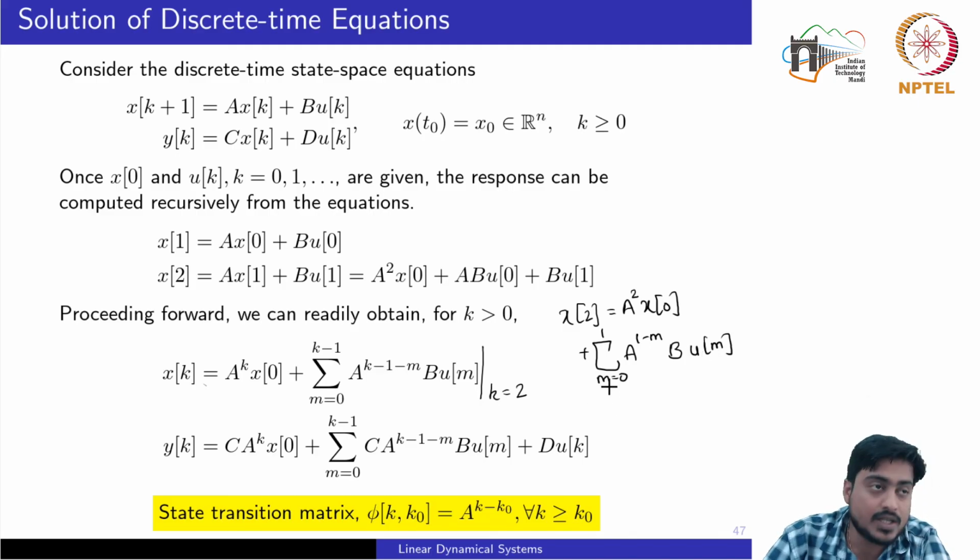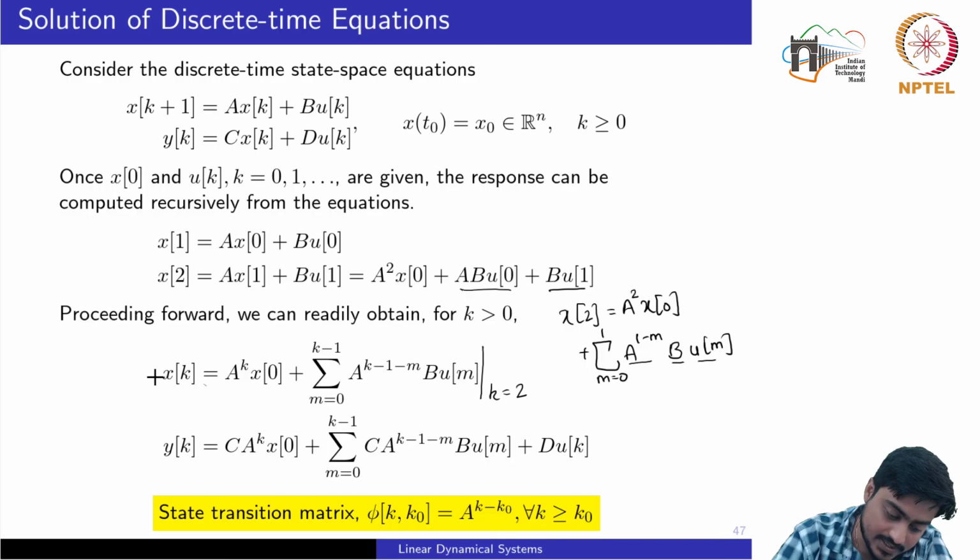Now here in the summation I would have only two terms, for m is equal to 0 and m is equal to 1. So if I put m is equal to 0, I would have A into B into u of 0, which is this term. If I put m is equal to 1, this would be identity, B into u of 1, which is this term. So you can validate also for other values of k.